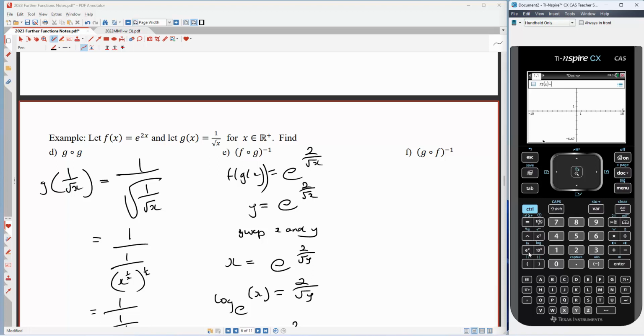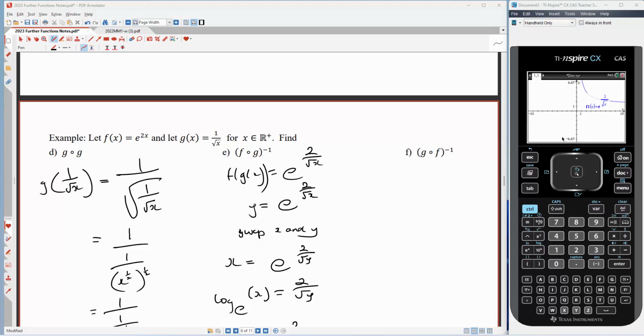So we've got e to the 2 over, what is it? Control root x. Yeah, so I wonder what the lowest value it is. 2 over. I'm going to pause this and have a quick think.